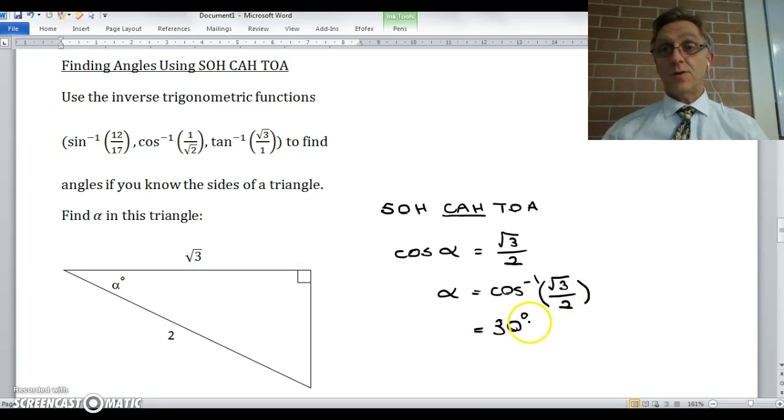This root 3 on 2 is one of the special cos ratios that give you an exact number. There's only a few of those. I thought I'd show you one. But that's it. Inverse cos of the cos ratio gives you the number of degrees, and that's what you need to know.